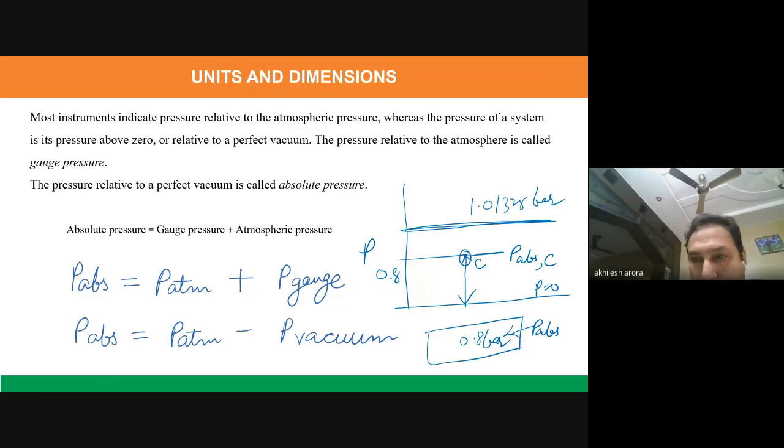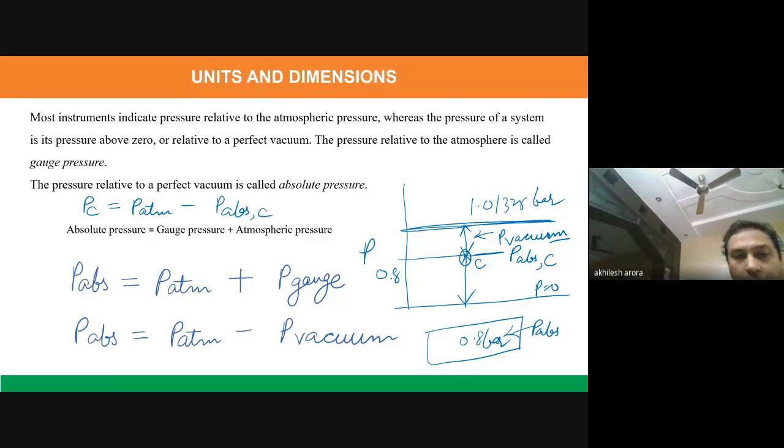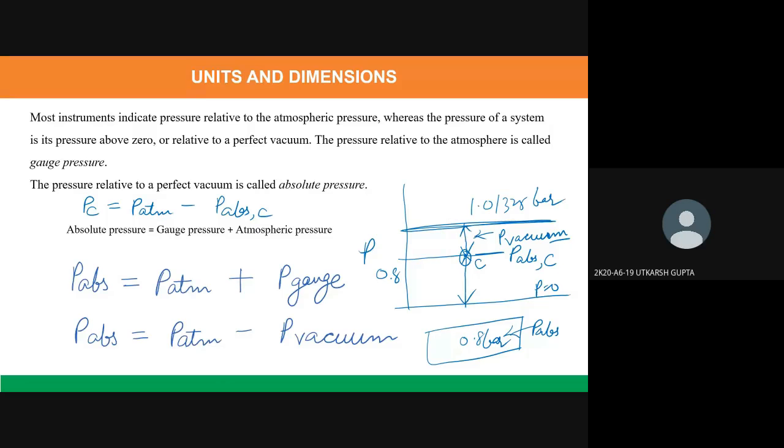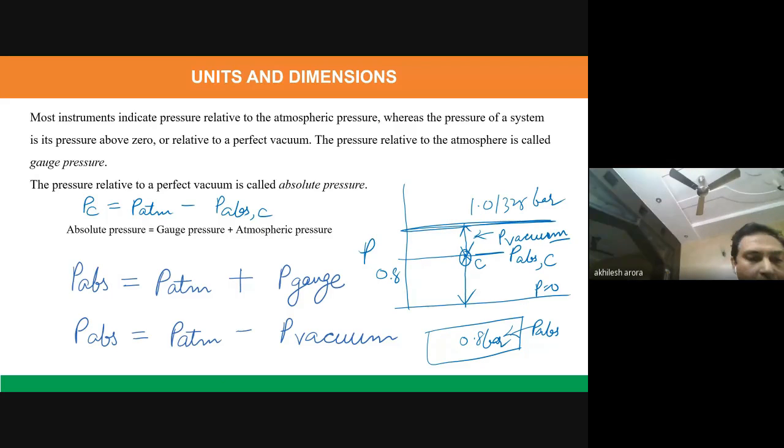So that means what is the level of the vacuum? This is the level of the vacuum. This is P vacuum. Okay, this is the vacuum actually. So if I have to calculate the pressure at point C, what I will write: P vacuum is equal to P atmospheric minus P absolute at point C. Is it clear now? Yes, sir. Okay, so we have two equations now.